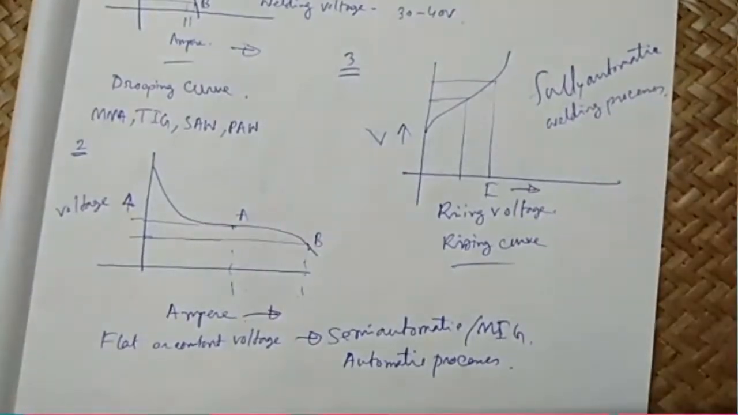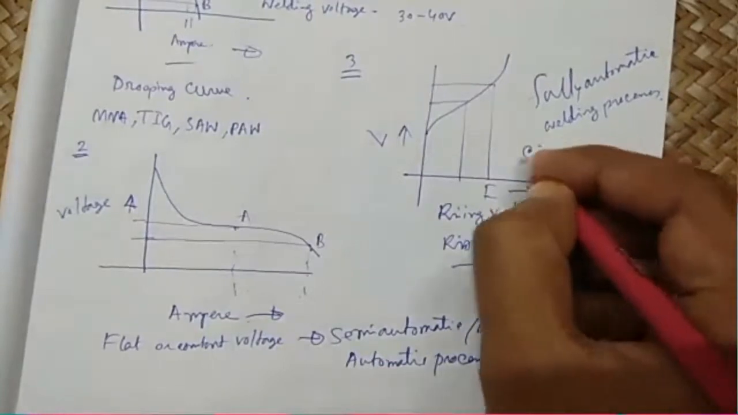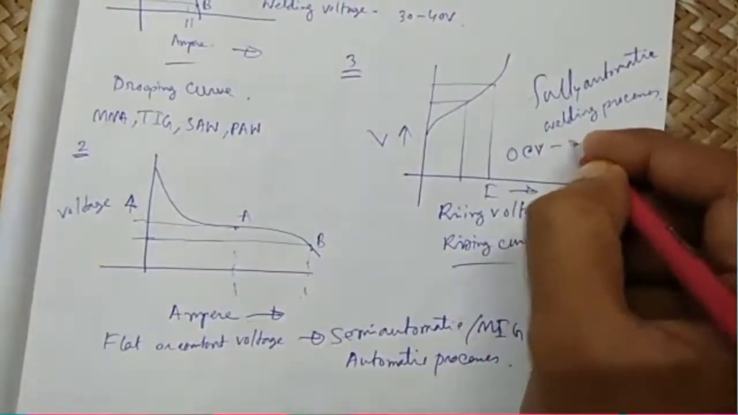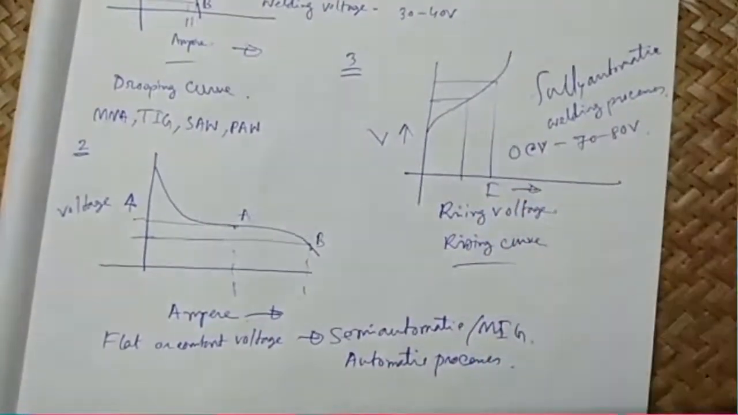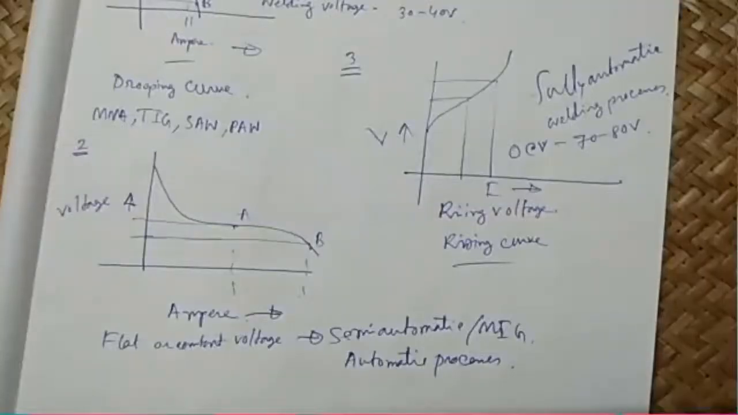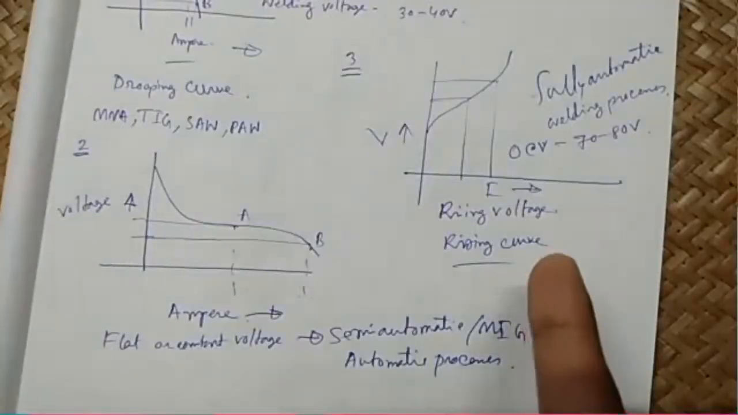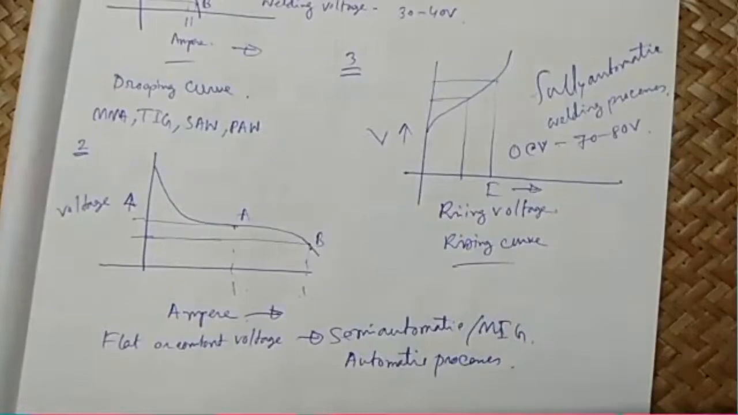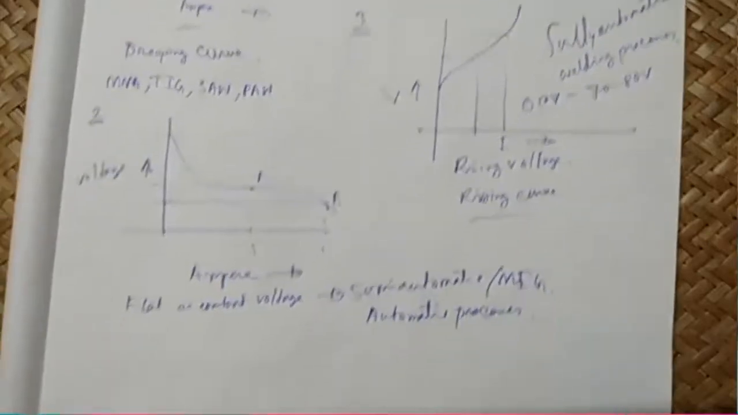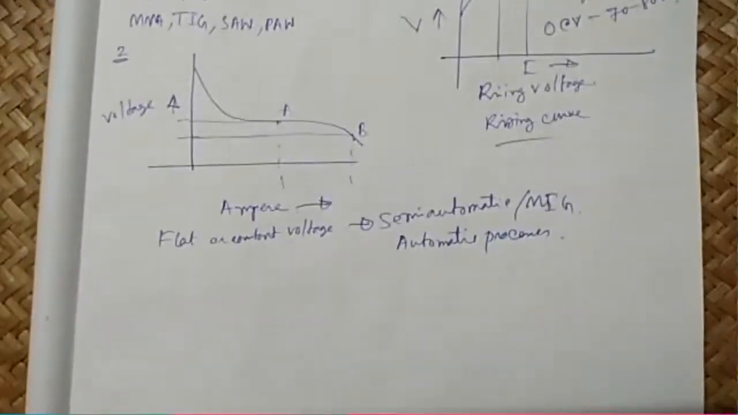and the open circuit voltage is 70 to 80 volt, and this current is controlled. This may be used in AC, may be used in DC, both are used, but in DC also the current is controlled in the AC section before it reaches the rectifier.